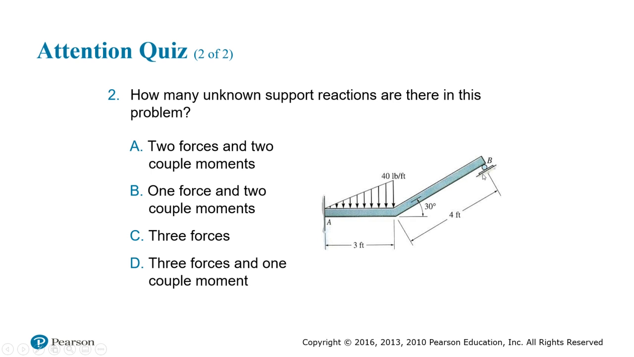So how many unknown support reactions are there? Well, we have one here. It's just going to be the unknown magnitude perpendicular to the surface. But at A, we have three: the unknown reaction in the horizontal and vertical direction, along with the unknown couple. So three here, one there. So it will be four total, or three forces and one couple moment.